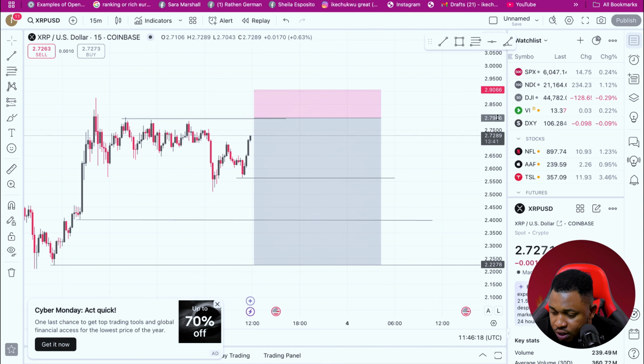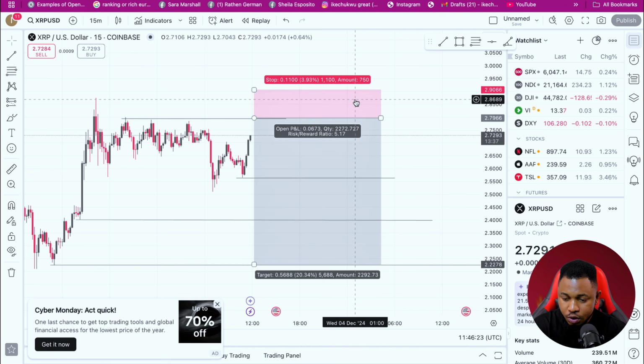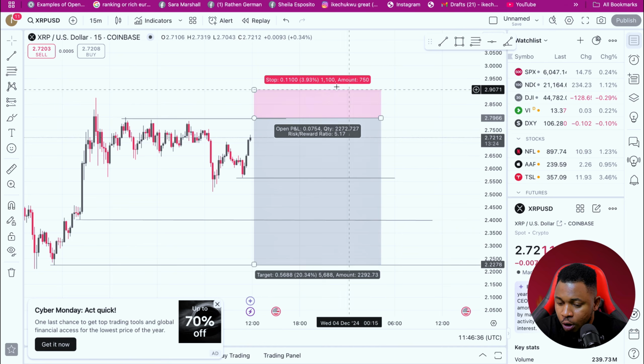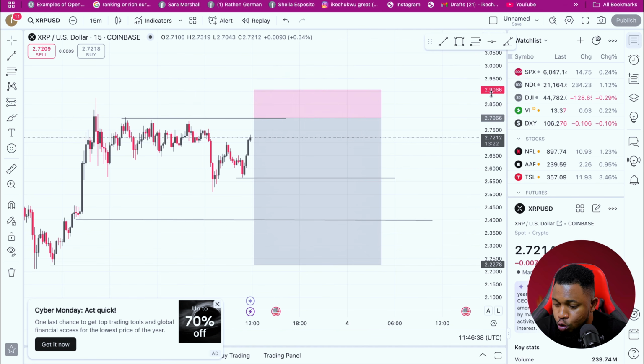So first of all, this is your entry point, which is 2.7966. Okay, so since we've gotten our entry point, what is your stop loss? And it is very important to set stop loss, because if the trade keeps going against you, you end up losing all your money. Now your stop loss is going to be 2.9066. You can see it right here.